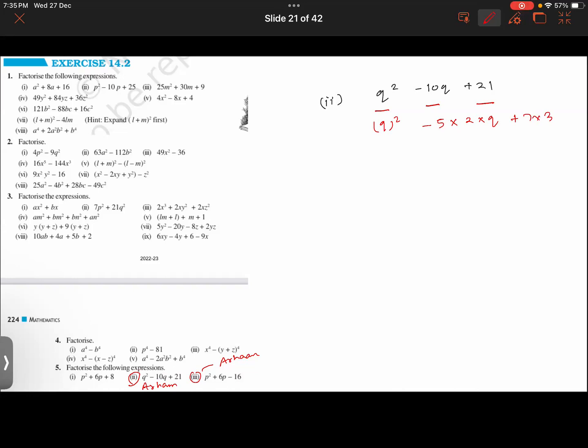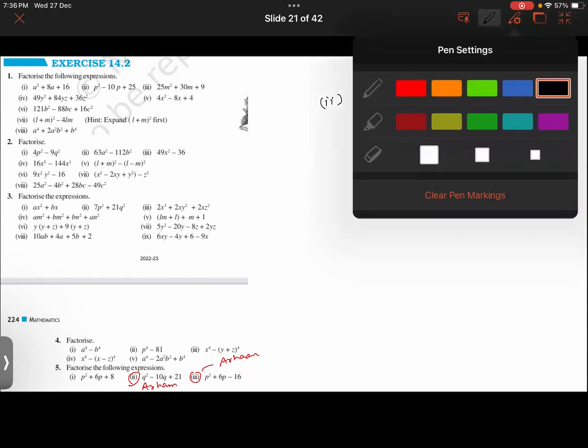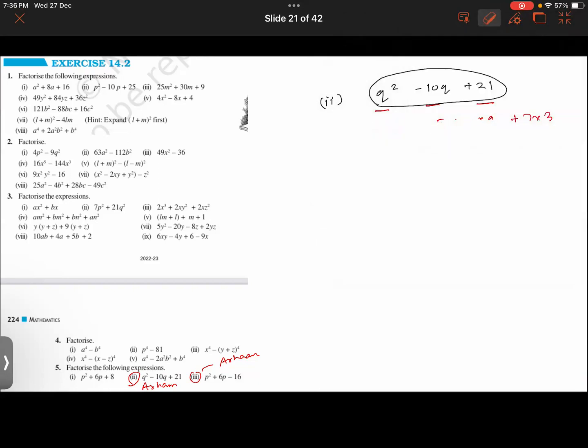Okay, no. Here's the reason. Look here. q square minus 10q plus 21, that is the question. So let's take out individual terms.